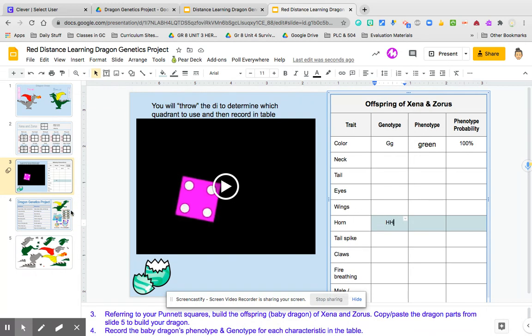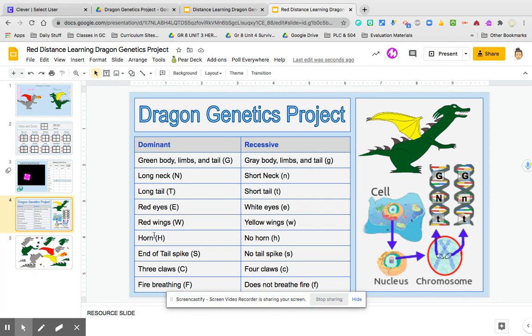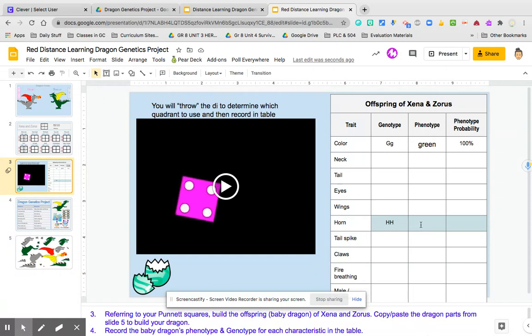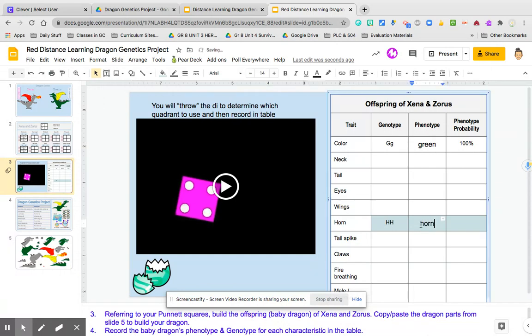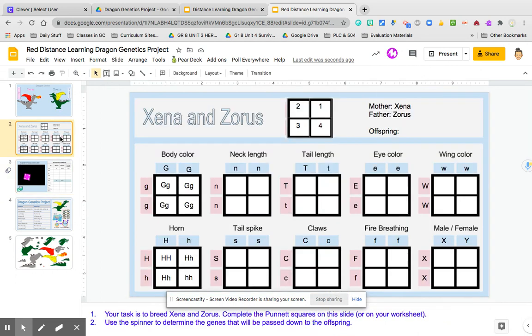Now, if you don't remember what the H is, go back here. Capital H is dominant for horn. So this offspring is going to have a horn. Here's where the problem is going to come in, if you're going to have any problem with this at all. You have to go back to the Punnett square and ask, how many of these had horns?